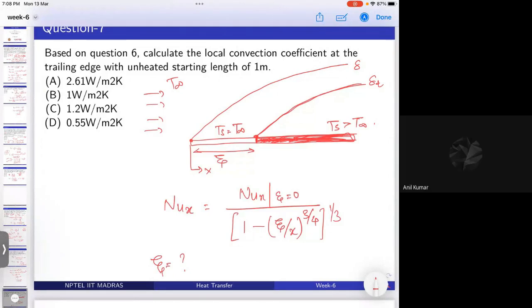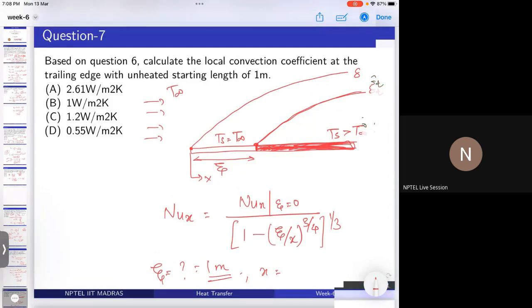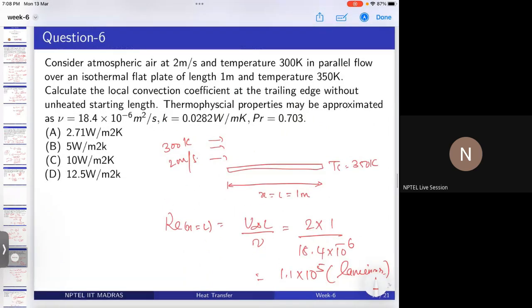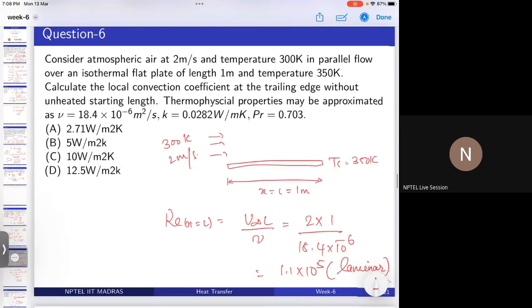1 meter. Yeah, it is 1 meter. Okay, and x here means at the trailing edge. So what is x here? X is equal to L, which is equal to how much? It is 1 meter again, I think. Okay.